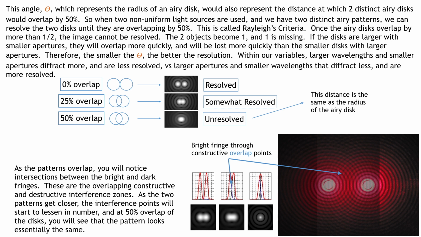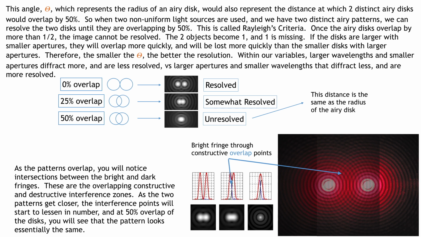So here we have some of these Airy patterns with their Airy disks becoming progressively overlapped. So at 0% overlap, it's still resolved. We're going to overlap the disks a little bit more. They're somewhat resolved still, but then at 50% overlap, you see it as one pattern, and it is unresolved. So this distance is the same as the radius of the Airy disk. Recall that the radius of the Airy disk is essentially the point at 50% overlap between two disks.